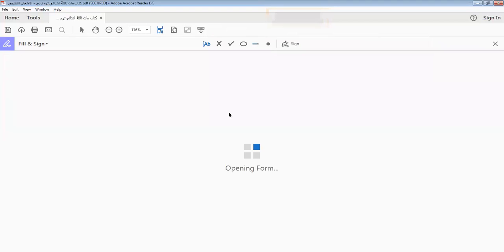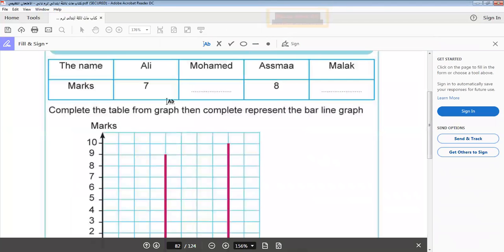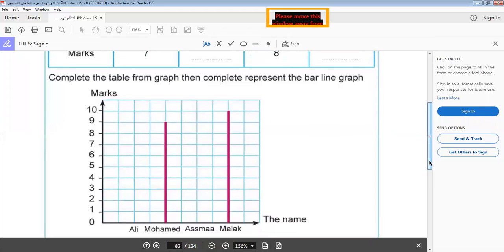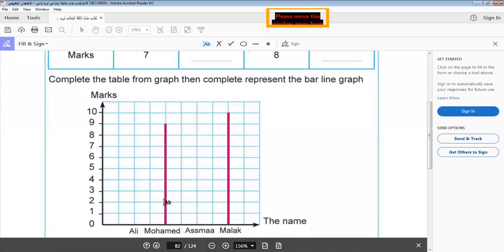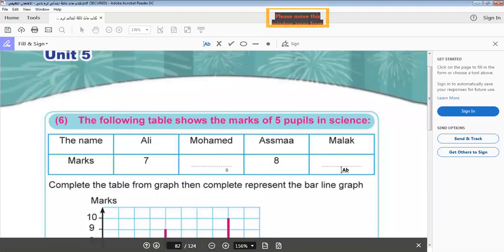So Ali was 7, it's his mark. And Muhammad, his mark is how many? Muhammad, his mark is 1, 2, 3, 4, 5, 6 till 9. So Muhammad, just 9. And Malak is 10. So you have to write here 10.